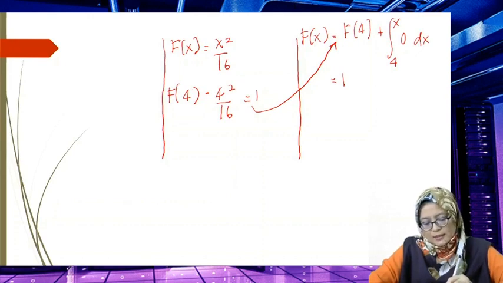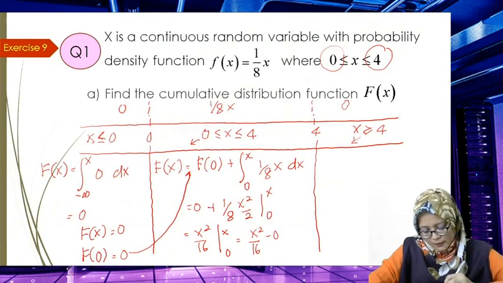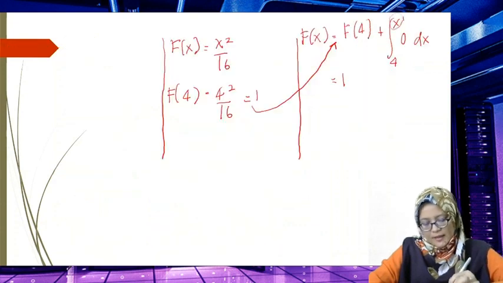So last kali kita mesti dapat nilai 1. Kalau last kali kita tak dapat 1, maksudnya ada salah dalam kita punya calculation. So kena tengok balik lah. Maksudnya semua awak punya integration untuk F besar ni dia mesti sampai X. Ni semua sampai X.